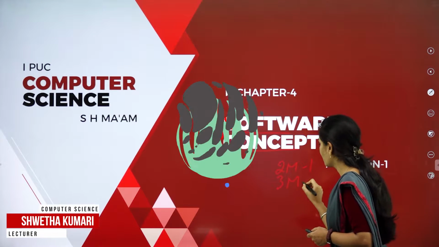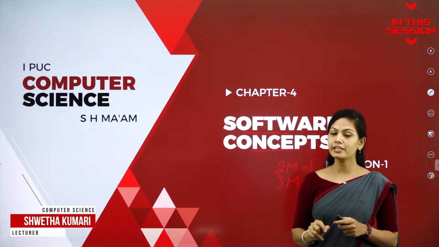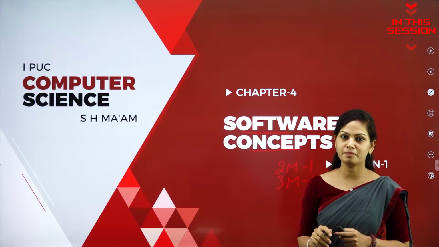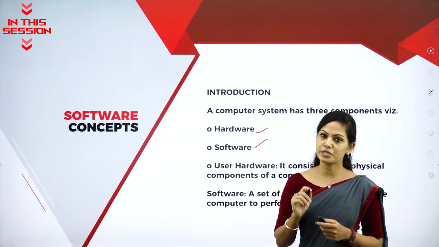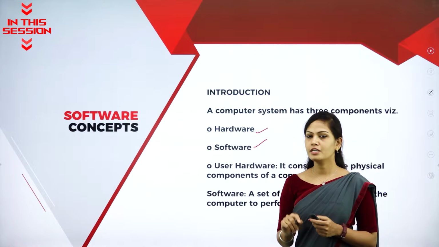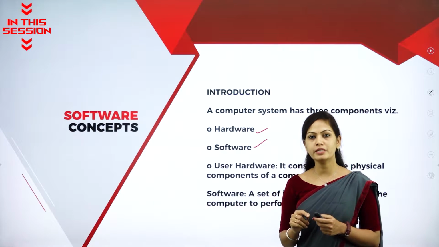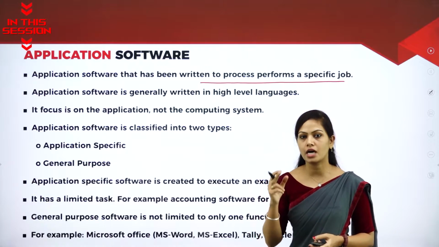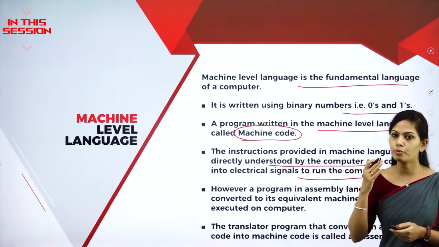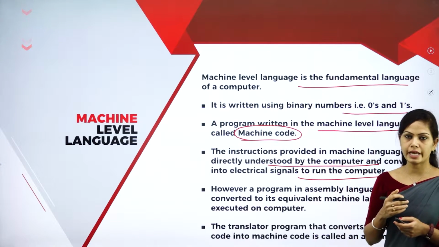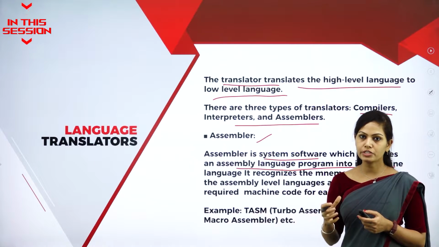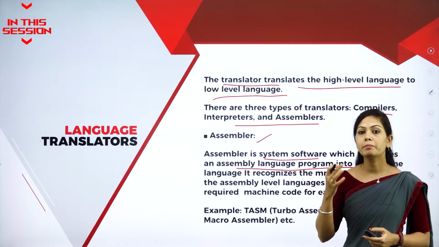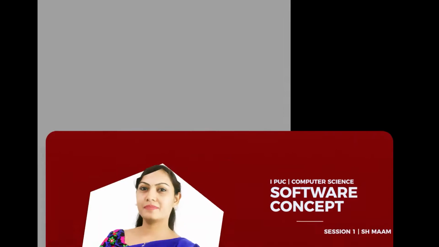3 mark, 1 question. So total you will get 5 marks in this chapter. Physical component of a computer system is called as hardware. So what do you mean by physical component? Application software is a software that performs a single task. In low level language, we have machine level language and assembly level language. All the assembly level language code has to be converted into machine readable language.